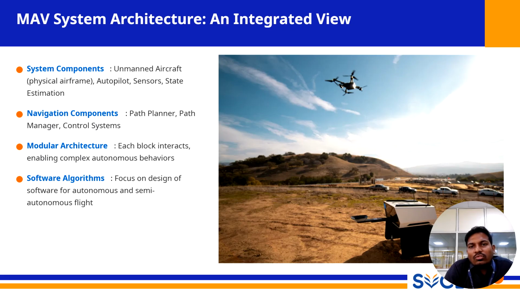Once a path is generated, the path manager takes over. Its role is to follow the path by issuing immediate tactical commands like fly forward at this speed or turn to this heading. It is the component that ensures the MAV stays on the route defined by the planner.